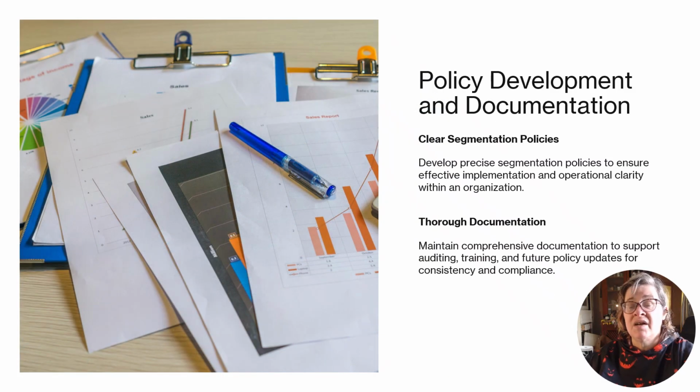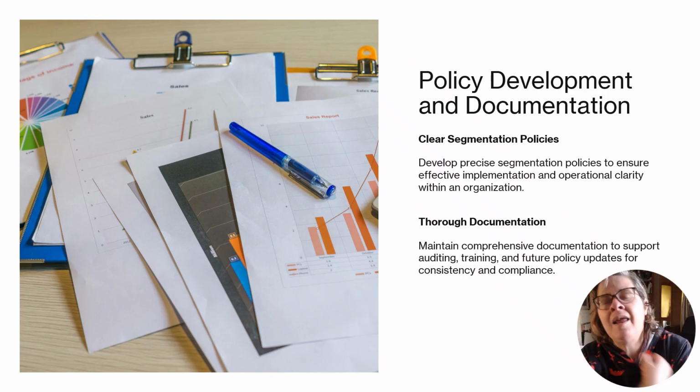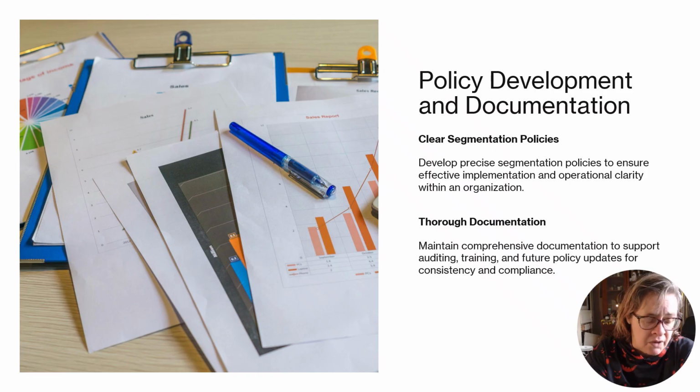Develop clear segmentation policies and maintain thorough documentation to guide implementation, auditing, and future updates consistently. Yeah, look, this is something that comes with anything to do with IT, network, cybersecurity, all of it: have documentation, have very clear policies about what is there, what sort of assets you've got, what has been done specifically. So that if somebody leaves and someone else has to come in, they know what they're doing. They've got some sort of idea, they've got network diagrams.